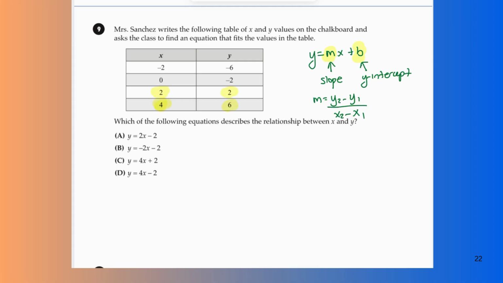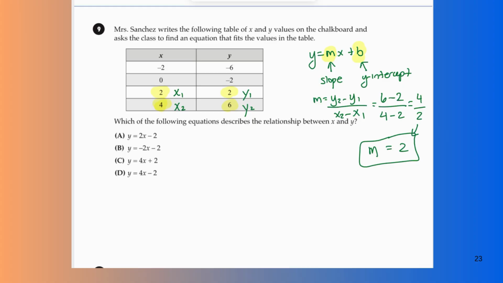Let's label them. 2 is going to be my x1. And if 2 is my x1, then its corresponding y value has to be called my y1. The 4 is going to be my x2, so its corresponding y value is going to be my y2. And now we're just going to take these values and substitute them into this formula to find our slope. So our y2 was 6 minus our y1 was 2 over our x2 was 4, our x1 was 2. And now we're simplifying. 6 minus 2 is 4, 4 minus 2 is 2, and 4 divided by 2 is 2. So my slope is 2.